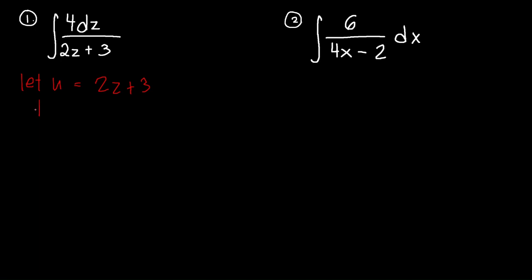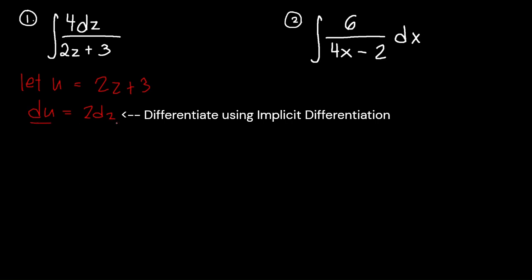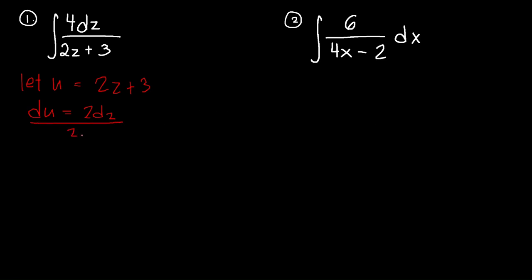And then we can get the derivative of u, which is 2dz. Then we can divide the whole thing by 2 so we can isolate dz, and you will be left with du over 2 equals dz. And you can substitute in dz on top here, and this will be 4 du over 2 over u, because we set our 2z plus 3 to u now, so we don't really have to write everything down. We can just substitute u, and it's simpler to do.